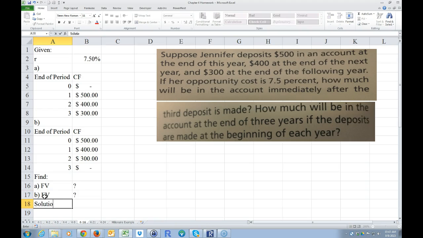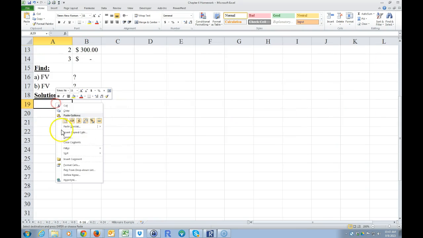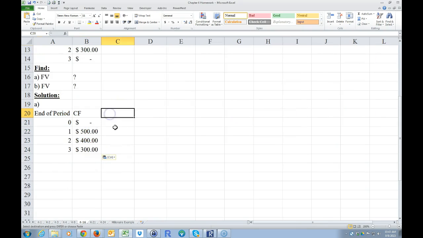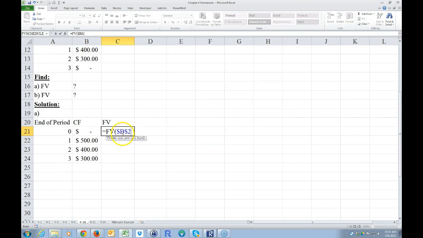So for a solution, I'm going to highlight these three, make them bold and underline. Okay, so for part A, I'm just going to copy A down here. And I'm going to calculate the future value of each one of these cash flows. So I'm going to say this equals the future value. The first thing it asks for is the rate. The rate is up here. Now I want to hit F4 to make this an absolute reference, and it puts dollar signs in front of it.